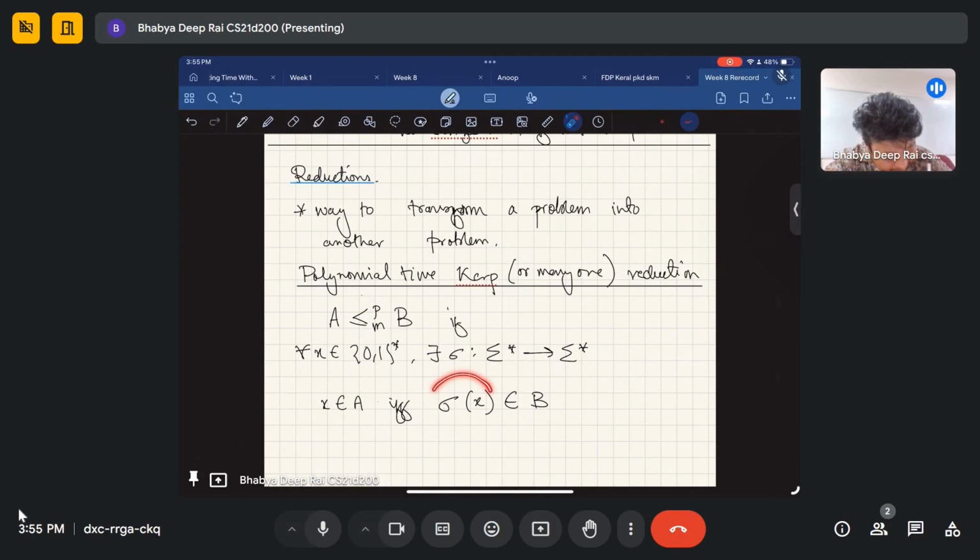So this is where the transformation happens. If x is in A, then sigma x is in B. So what does if and only if mean? It means that if x is not in A, then sigma x is not in B.